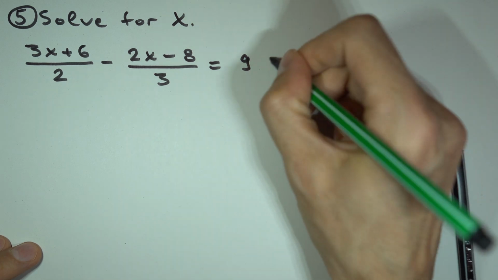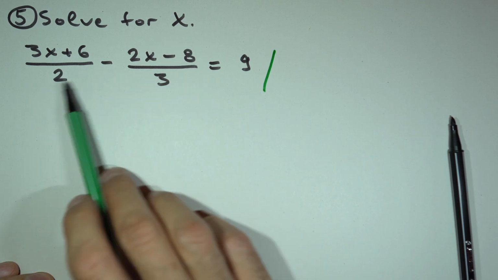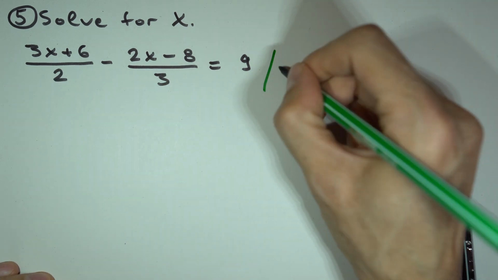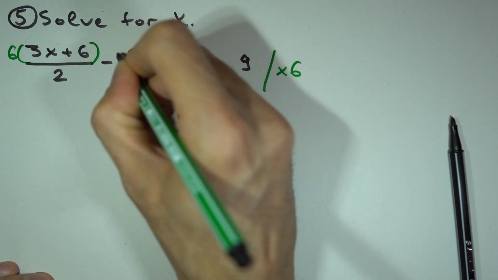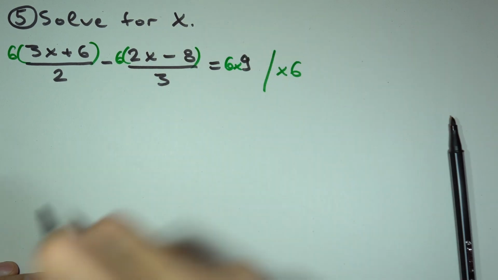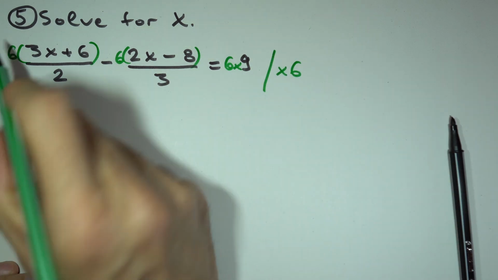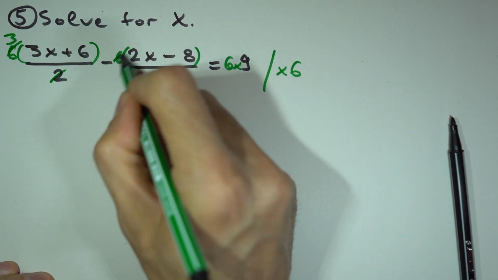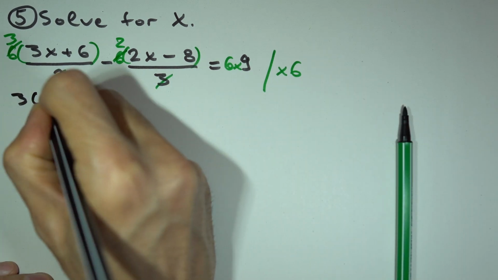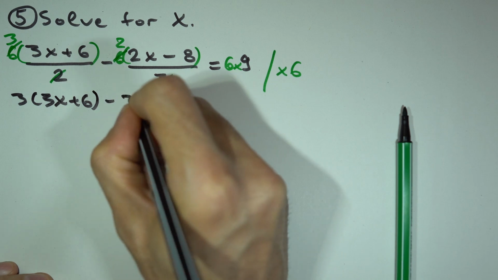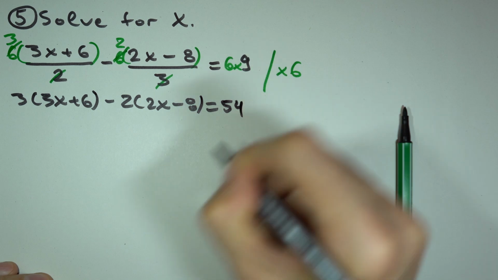Therefore, we need to multiply every single term of the equation by something that will get rid of both 2 and 3. In this case, we have to multiply by 2 times 3, or by 6. And let us do it. So we have 6 times this minus 6 times this equals 6 times this. Now we can get rid of the fractions. 6 over 2 is 3, and 6 over 3 is 2. So let's rewrite our equation. We have 3 times 3x plus 6 minus 2 times 2x minus 8 equals 6 times 9, which is 54.